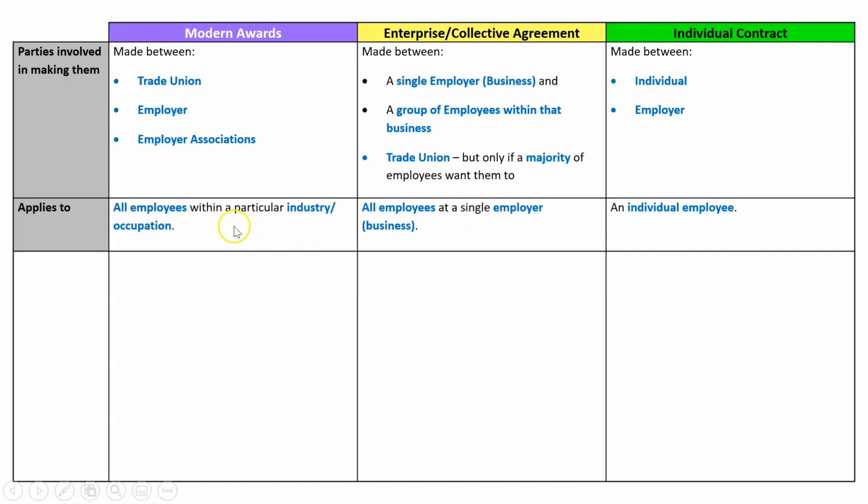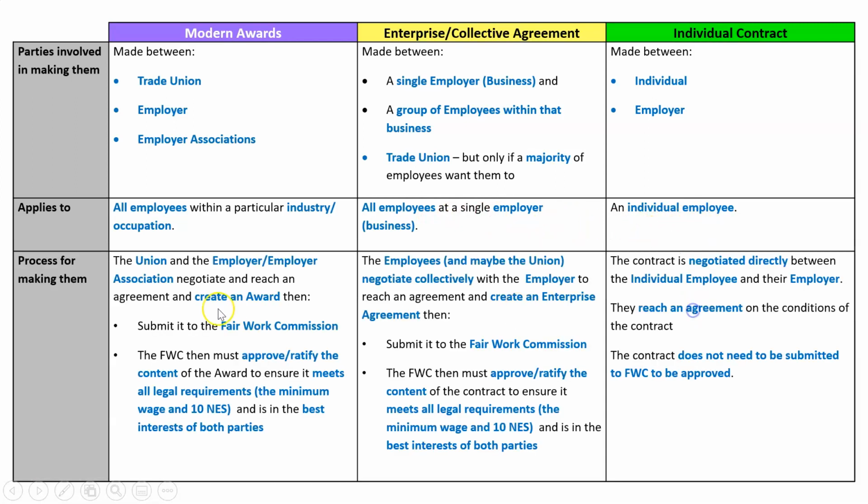Who does it apply to? An award applies to all employees within a whole industry. An enterprise is a collective agreement just at one employer or business. And an individual contract is obviously just for one individual employee.